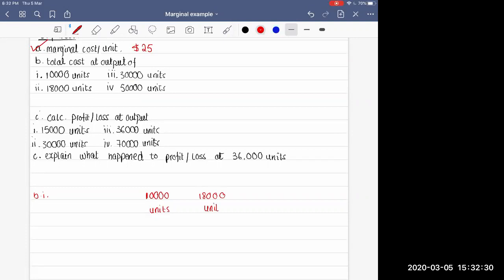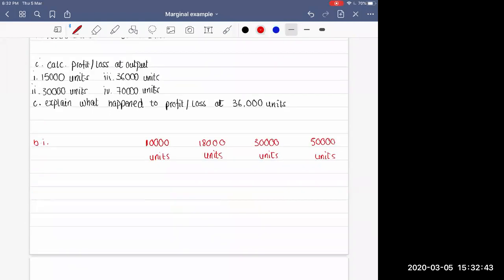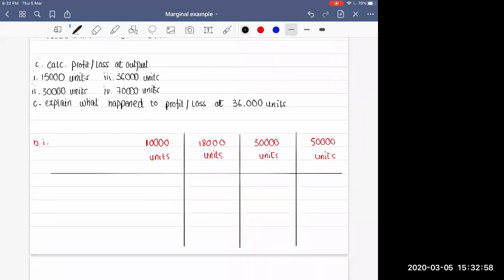And how do we calculate total cost? Total cost is total variable cost plus total fixed cost. Sir, what is our total variable cost? The per unit variable cost was $25 multiplied by 10,000 units. 10,000 multiplied by 25 makes 250,000.